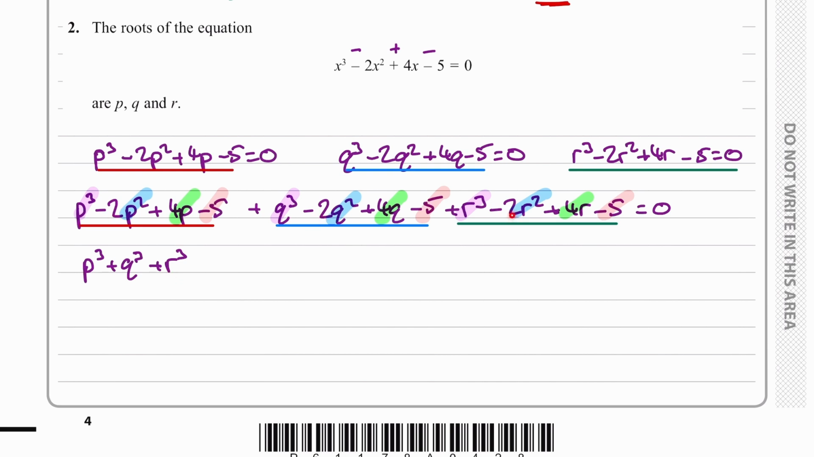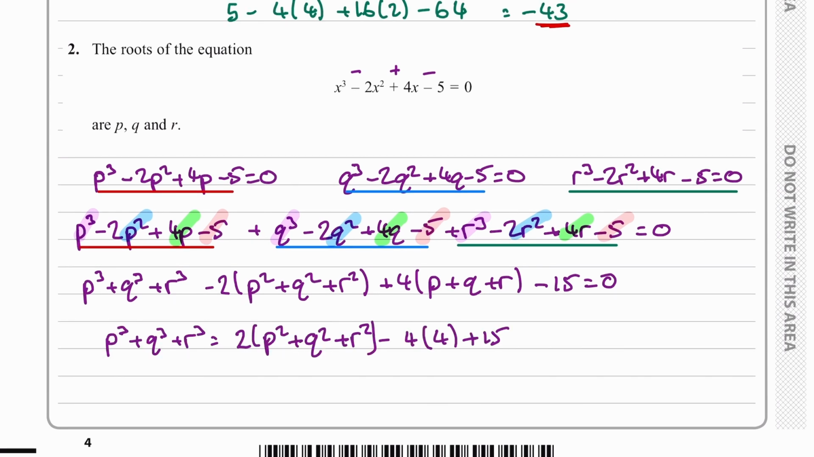So we'll put our cube terms together, and then for the squared terms, we can factor out this negative 2. So we'll get negative 2 lots of p squared plus q squared plus r squared. And then for the constant terms, we can pull out the positive 4. Then the constant will just add to make negative 15. So because we've been asked to work out the cube terms, I'll move all of this to the left-hand side, and I'll substitute in the value we have for p plus q plus r.